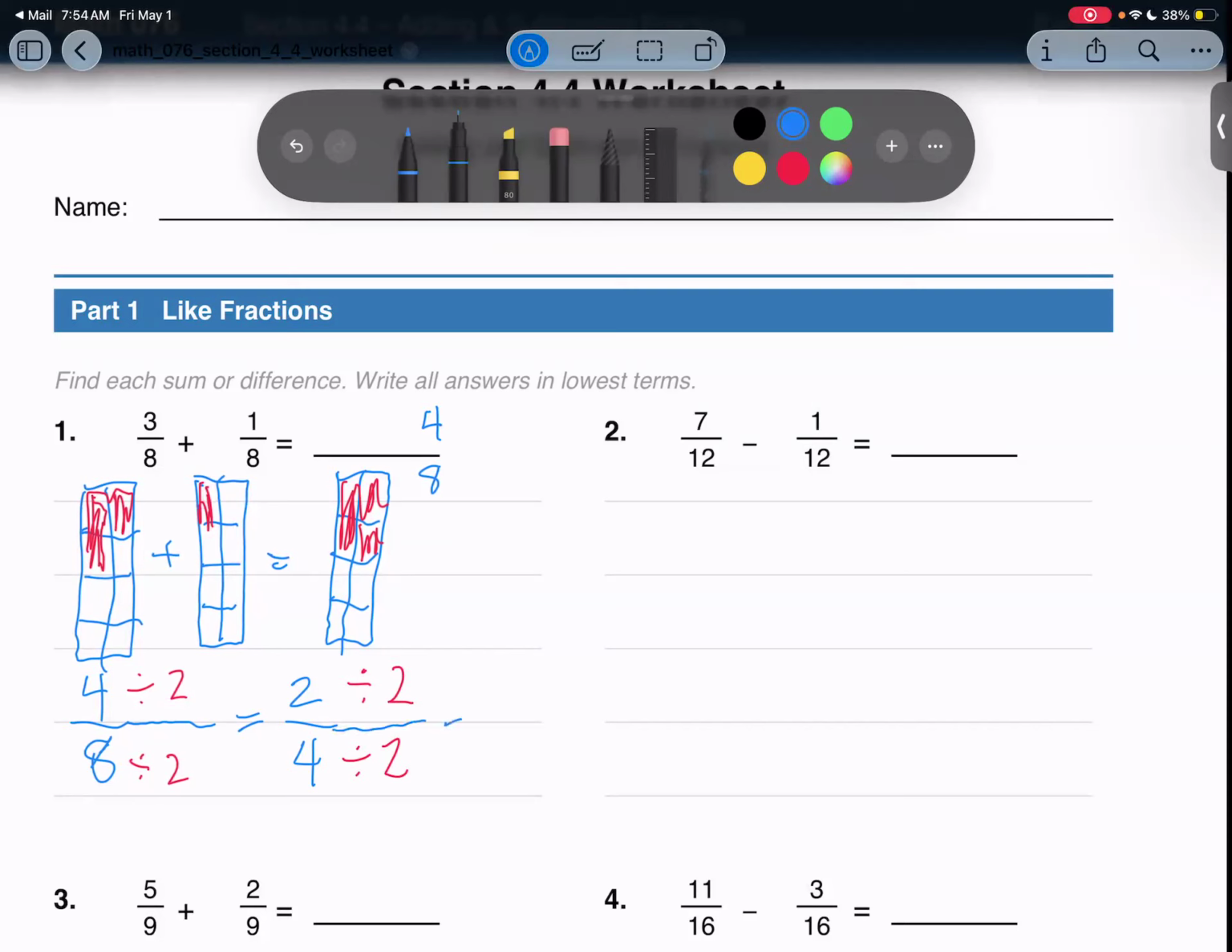2 divided by 2 gives me 1. 4 divided by 2 gives me 2. And I get 1/2. And lo and behold, that does look like my picture. It looks about half a candy bar.